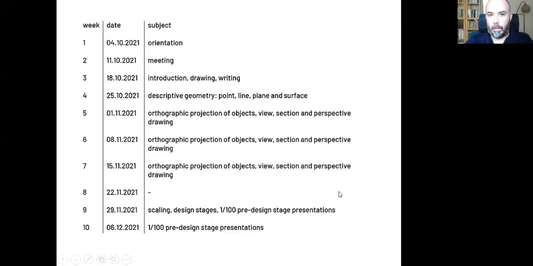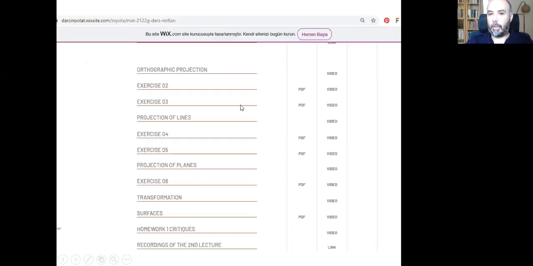Let's examine the second homework. As you can remember, the date of this homework was this week. Here, first we learned about descriptive geometry, the point, line, plane, and surfaces, and their projections. And at the end of this lecture, I gave you the second homework so that you can practice what you have learned by doing your homework.